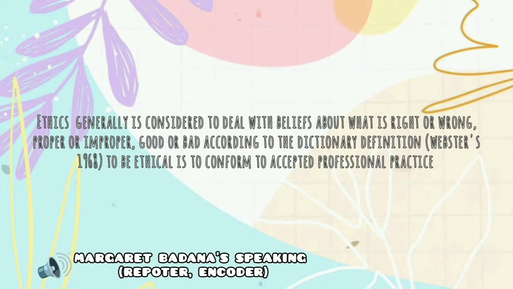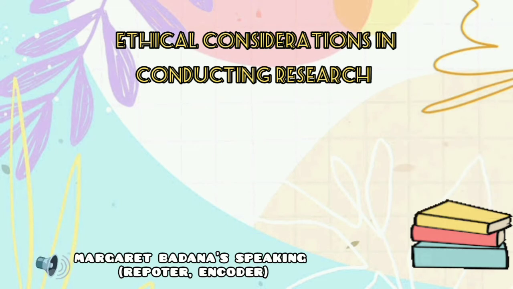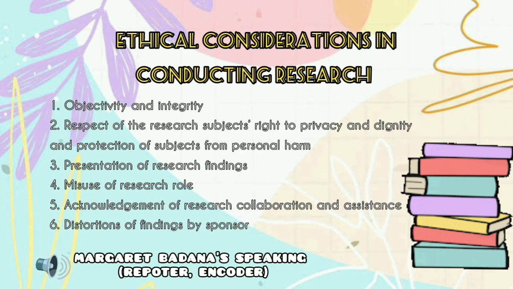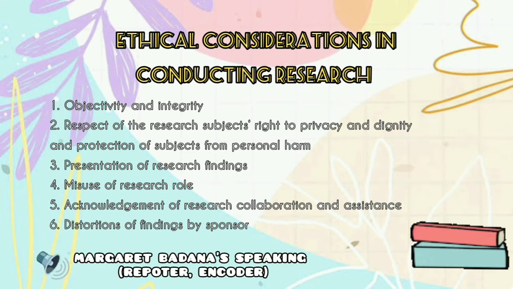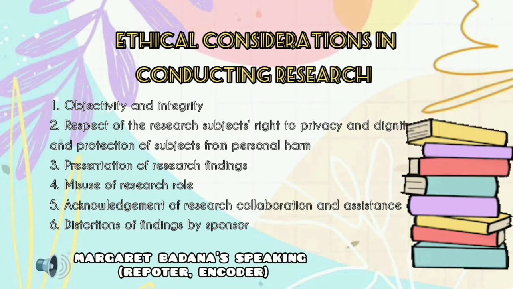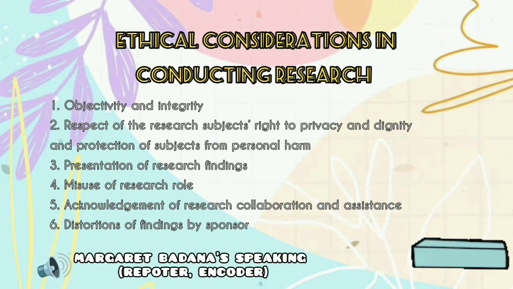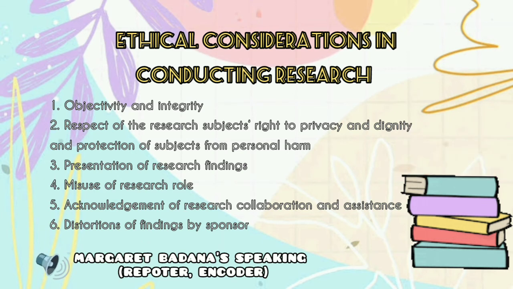According to the dictionary definition, Webster 1968, ethics deals with opinions about what is wrong or right, appropriate or improper, good or evil. To be ethical is to follow established professional practice. So, the ethical considerations in conducting research are: first, objectivity and integrity. Second, respect of the research subject's right to privacy and dignity, and protection of subjects from personal harm. Third, presentation of research findings. Fourth, misuse of research role. Fifth, acknowledgement of research collaboration and assistance. Sixth, distortions of findings by sponsors.